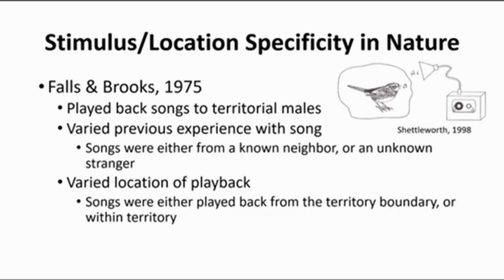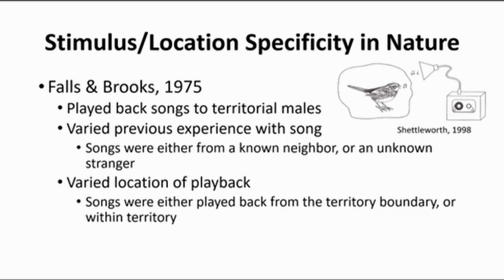What we're going to look at is an example of stimulus or location specificity in songbirds in nature. And so this is another old paper. Back in 1975, Falls and Brooks decided that they were going to play back songs to territorial males. So here we're specifically looking at white-throated sparrows, though the species doesn't matter a whole lot. What we care about is that males tend to form territories during the breeding season, and they will aggressively defend their territory. And their songs are a way of signaling to other males in the area that this is their territory and that they're defending it.